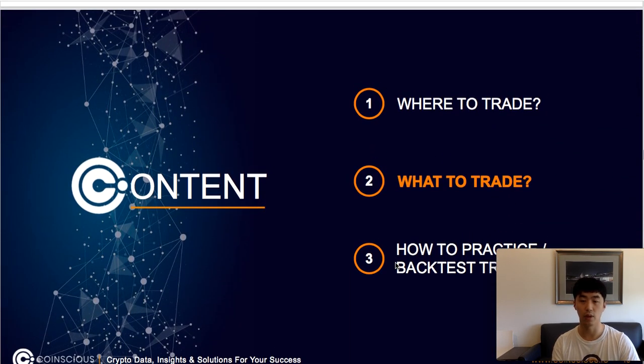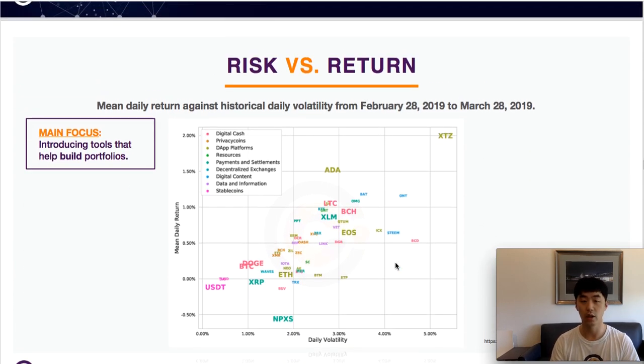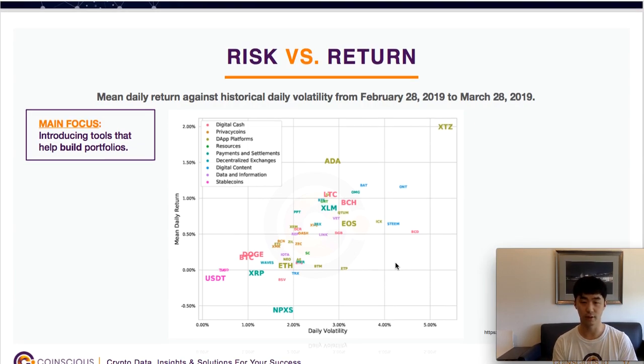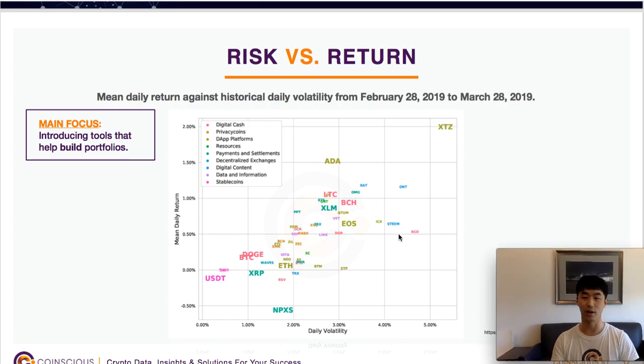So now let's talk about what to trade. Here I'm mainly focusing on introducing tools that help build a portfolio. So here we look at the risk versus return plot. We have mean daily return against the historical daily volatility in February 28th and March 28th.